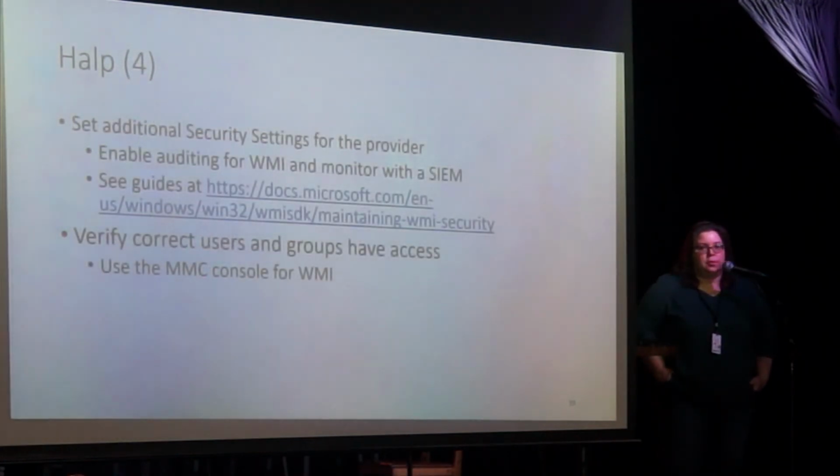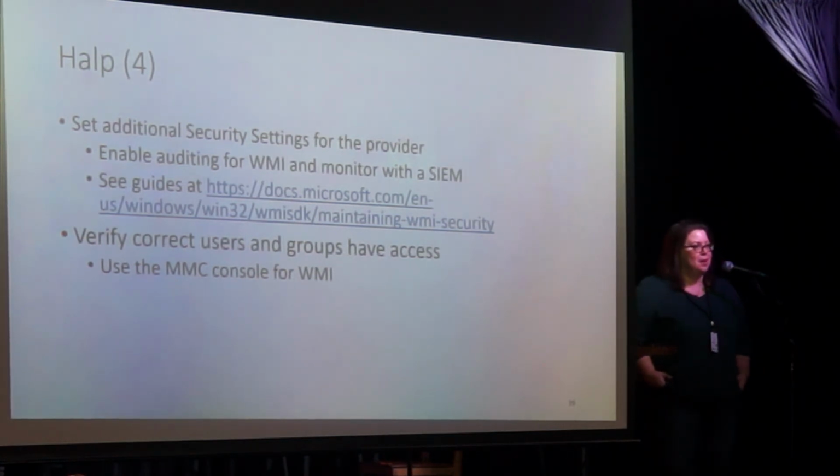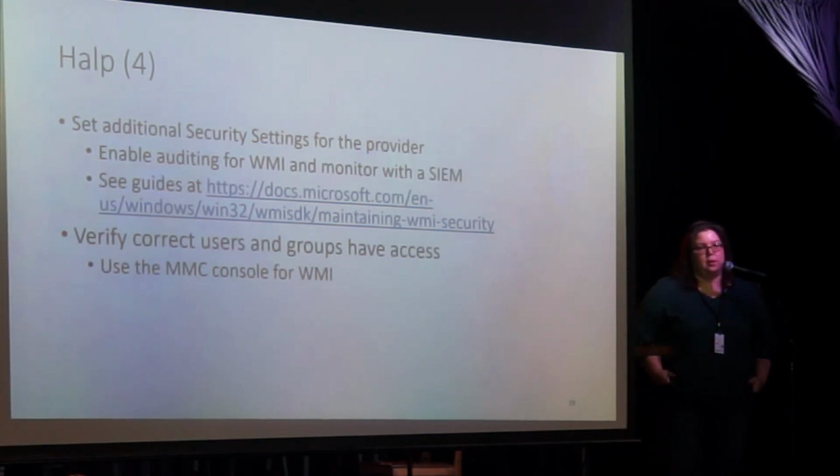The MMC console that's available in Windows has a WMI provider in there, and that's where you can set up other security values. You can see the guides at that link there. Microsoft has gotten pretty good at making use of GitHub, so a lot of their stuff we'd only see with Java when it came out, where they'd give away their, what's the word, infrastructure API basically for free. Microsoft is doing that, so they're getting pretty good at detailing these things. And you want to verify that the correct users and groups have access, so that's what you can use that MMC console for.